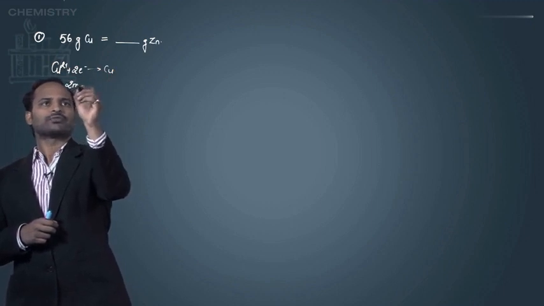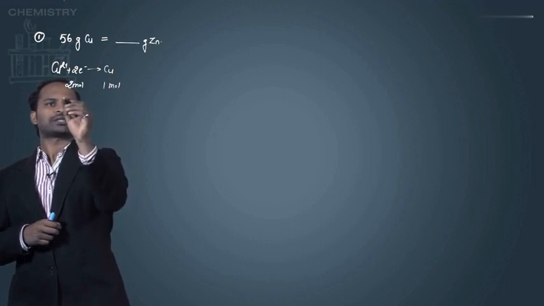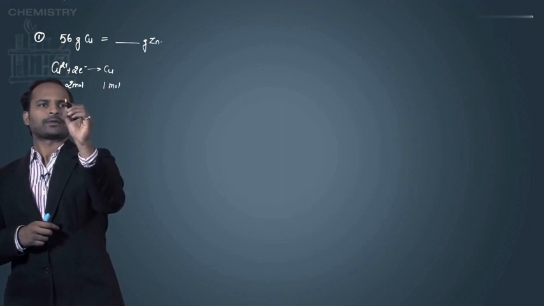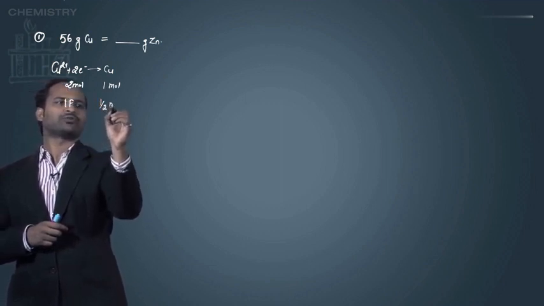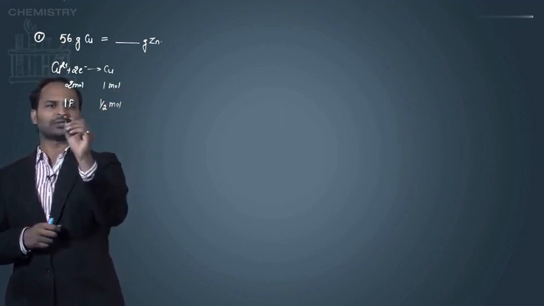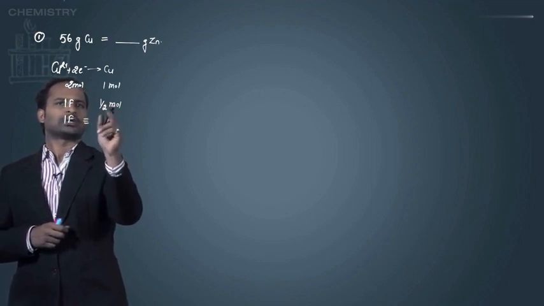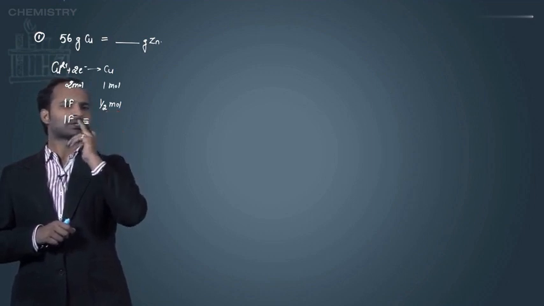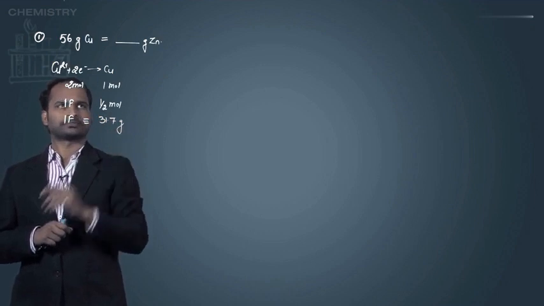If 2 moles of electrons give 1 mole of copper, then 1 Faraday of electricity will form half a mole of copper. 2 Faraday will give you 1 mole, so 1 Faraday will give you half mole. So 1 Faraday will produce 63.5 divided by 2, approximately 31.7 gram of copper.